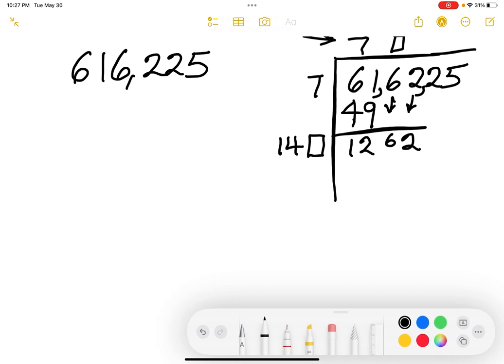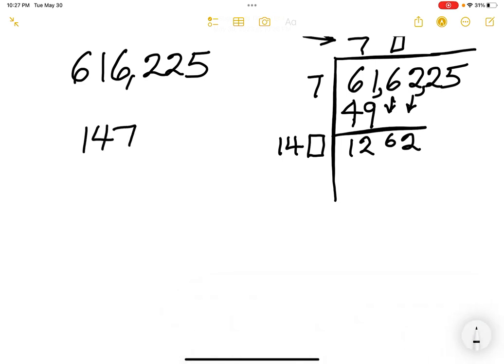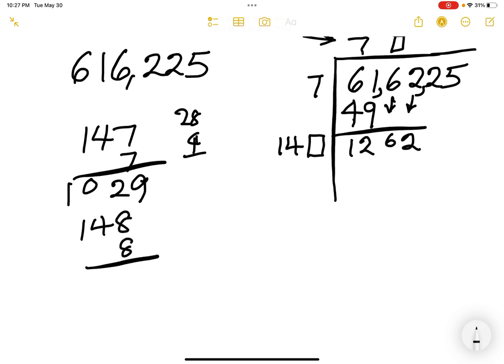So let's see. If we say 147 times 7, what does that give us? 7 times 7, 49, carry 4. 7 times 4 is 28. If we add, that's 32. 7 times 1, 7, plus 3 is 10, so 1029. Let's try 8. 148 times 8. So 8 times 8, 64. We'll carry 6. 8 times 4, 32, and then we add 6, that's 38. So we put the 8 and carry 3. 8 times 1, 8, plus 3, 11. 1184. So that looks close to 1262. So let's use it.